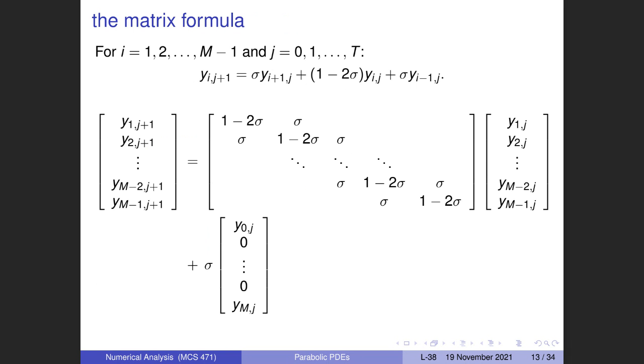However, it's still important, if you want to organize your computations, that things are written in matrix vector form. So we have a vector of points, an array of values that gets updated each time with a matrix vector multiplication. And we take into account also the values at the boundary.